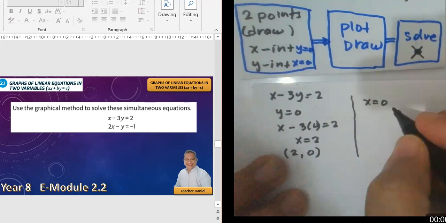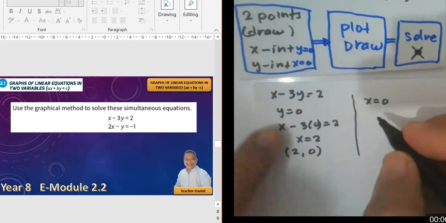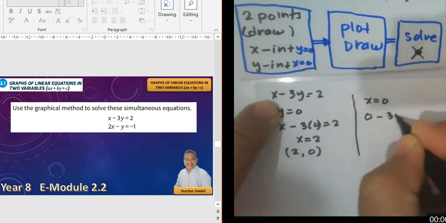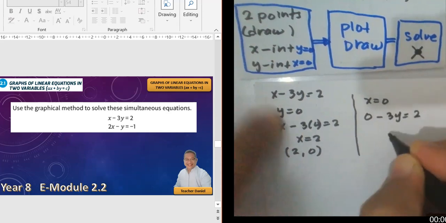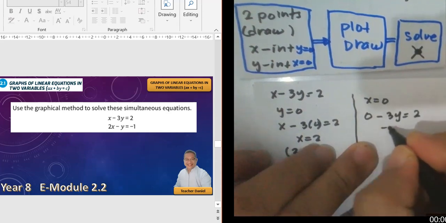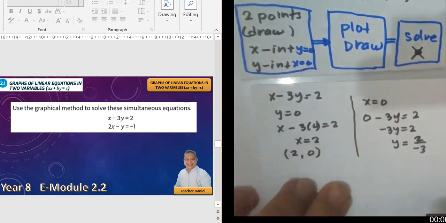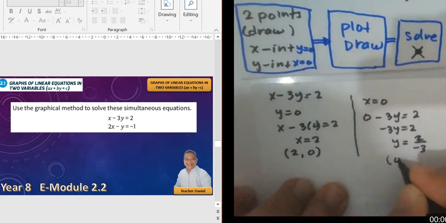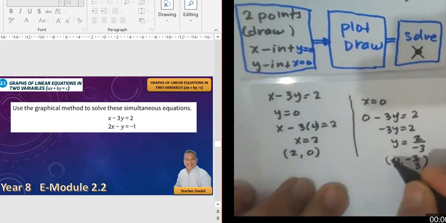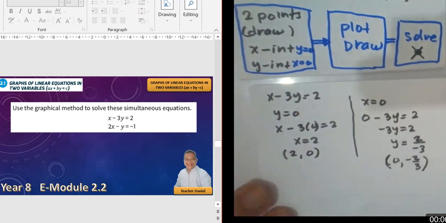If x equals 0, so for this one, that is 0 minus 3y is equal to 2. So minus 3y equals 2. So you divide by negative 3, 2 over negative 3. So the coordinate of the y is (0, negative 2 over 3). Okay? So that's it. Now, we will take the second example.